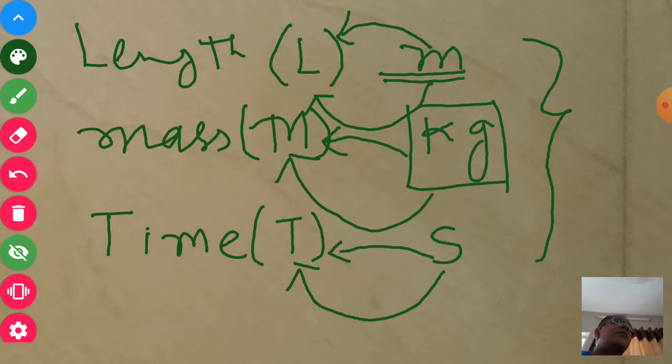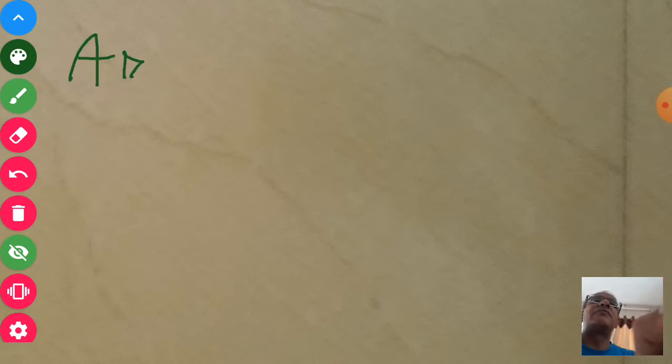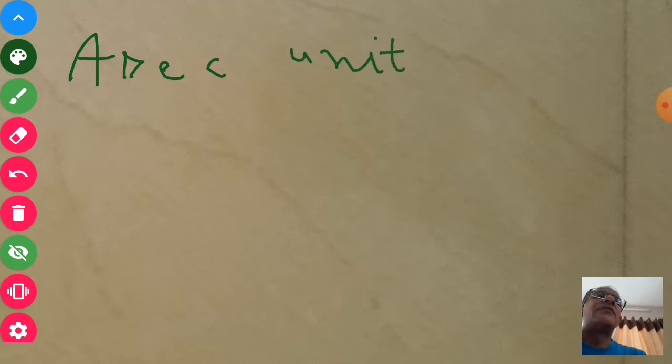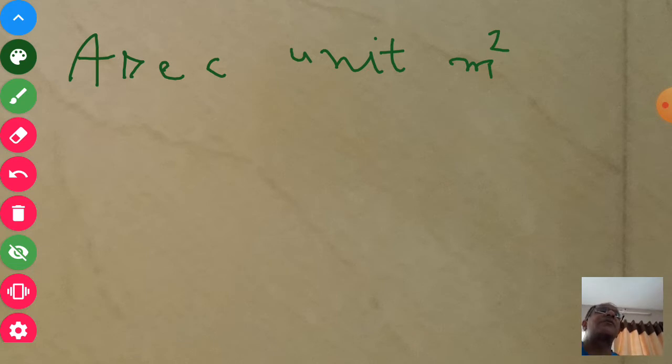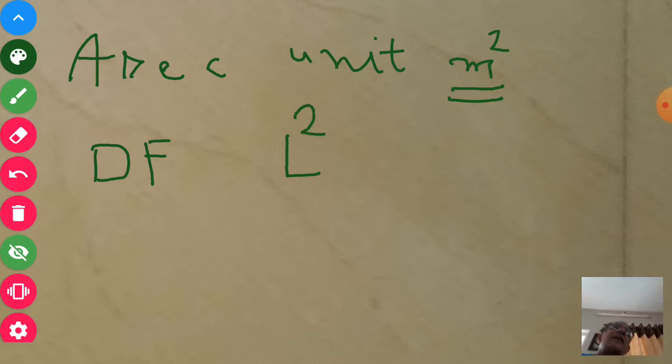Now how to represent the dimensional formula? First we take area. As you know, the unit of area is meter square. Meter has come twice, or the square of meter has come, so we can say that length is measured twice. So for the dimensional formula, length is measured two times, so we write L square.